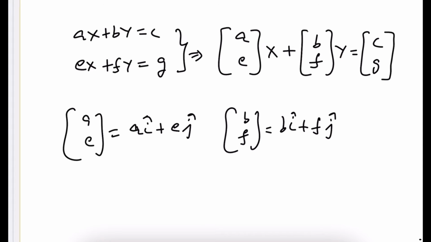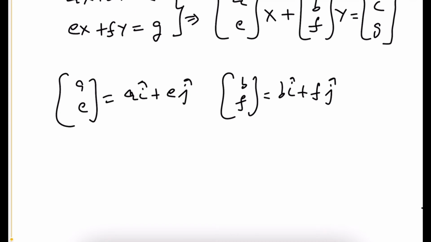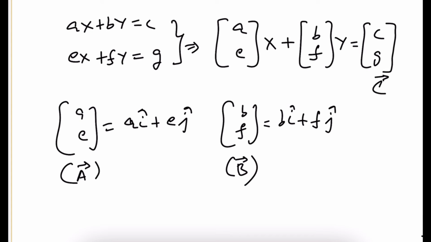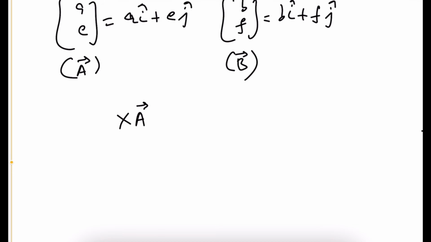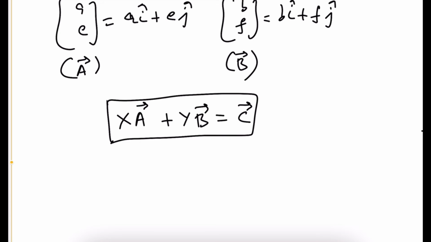So the question we are asking is, let me call this A vector, let me call this B vector, and let me call this C vector. So the question is now changed to find out two values x and y such that xa plus yb is equal to c. This is how we are going to reinterpret the question.